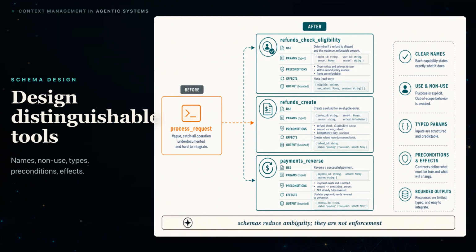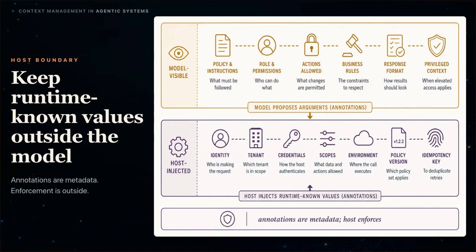Examples should resemble real requests without embedding secrets. Good schemas reduce ambiguity for retrieval, selection, validation, observability, and human approval. They do not turn descriptions into enforcement. The model should generate only the arguments it must reason about.